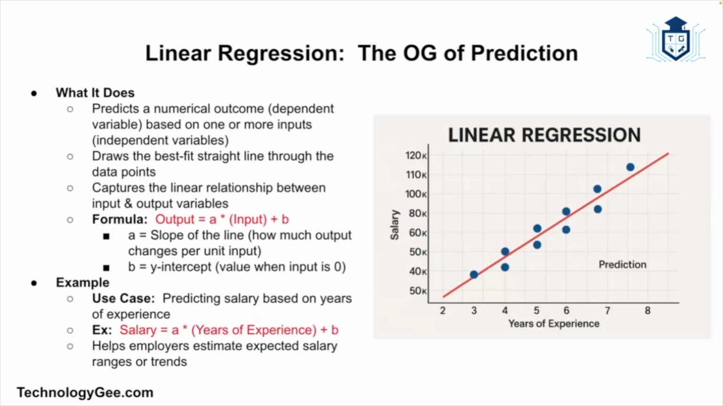All right, so the first one we're going to talk about is called linear regression. And this is all about predicting a number. It tries to draw the best straight line through your data that represents the relationship between input, which is your independent variable, and output, which is your dependent variable. A real life example of this would be, imagine that you want to predict someone's salary based on years of experience. Linear regression finds the line that best fits the data points, like the formula written on your screen right here, where it says salary equals A times the years of experience plus B.